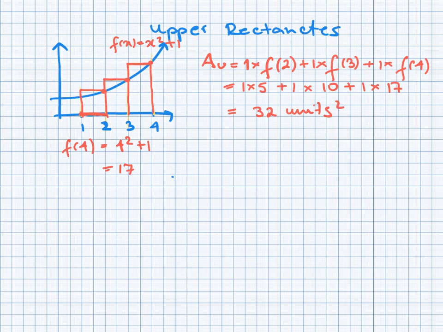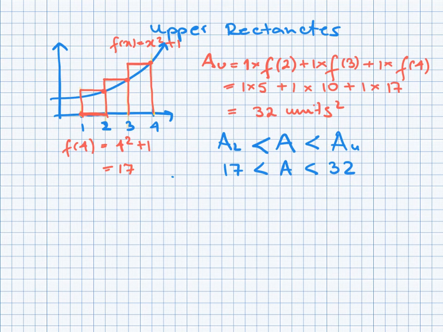So now what do we have? It's the upper area. What we can conclude is that our area under the curve between 1 and 4 is bigger than the lower one and less than the upper one. So our area is bigger than 17 and less than 32. This is not a bad estimate, but definitely it can be improved.